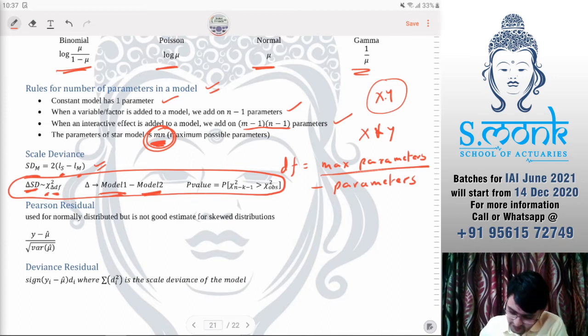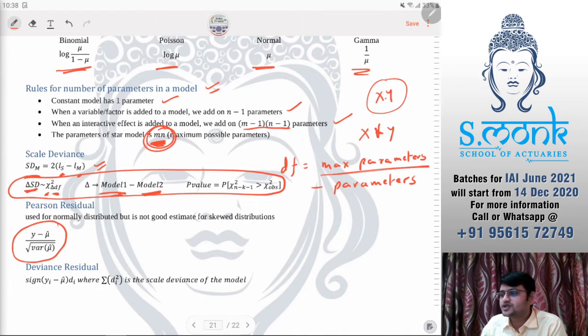Pearson's residual, they just ask you to calculate Pearson's residual for a particular distribution. So always remember Pearson's residual would look like this. This is good for the normal distribution, but it is not very good for skewed distributions. And the other three distributions, binomial, Poisson and gamma, are skewed distributions. Binomial can be symmetric, so it may be good enough for binomial, but for Poisson and gamma, Pearson's residual is not a very good representation of the residual values. So although we can find it, it will not be a very good value.